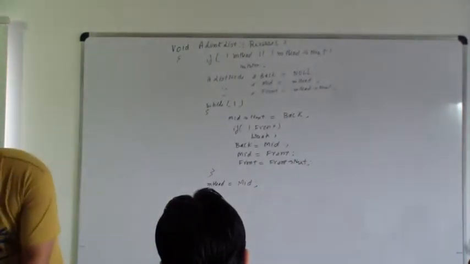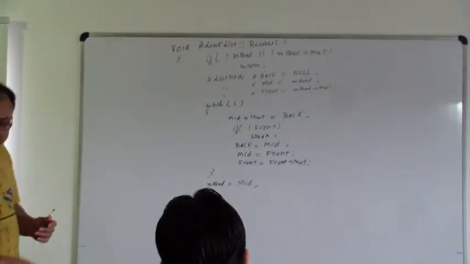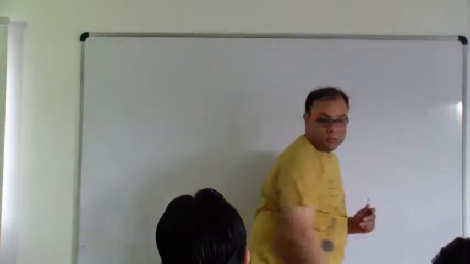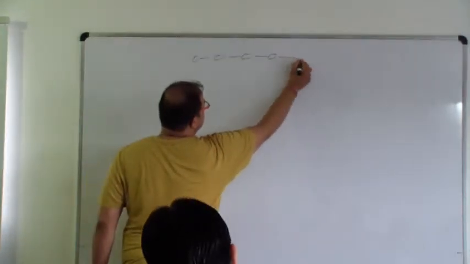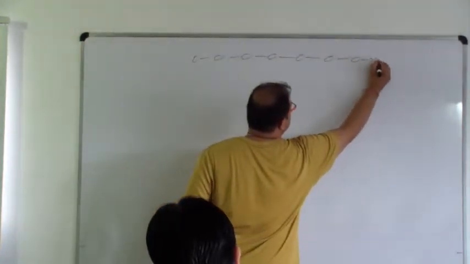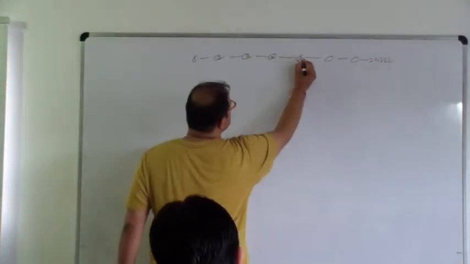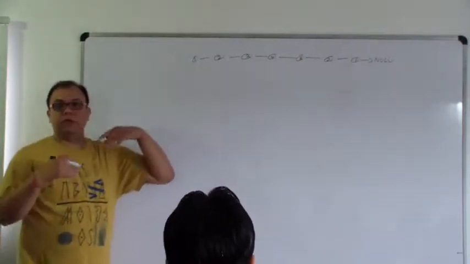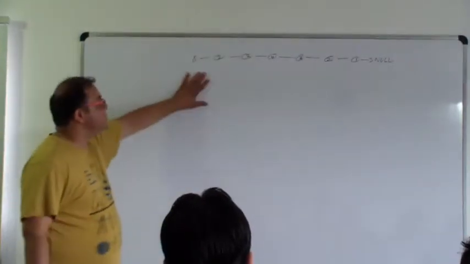Okay, so we did the reversing of a linked list. Now let's figure out how to do a palindrome. We want to figure out if a linked list is a palindrome. For example, 1, 2, 3, 4, 3, 2, 1. A palindrome is when you read it from the front and the back and everything is the same. So this is a palindrome.